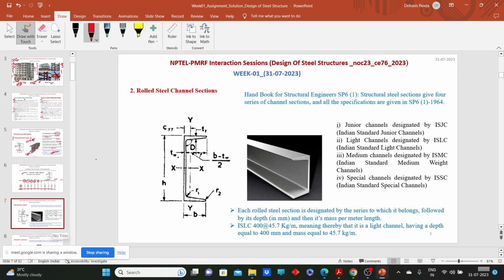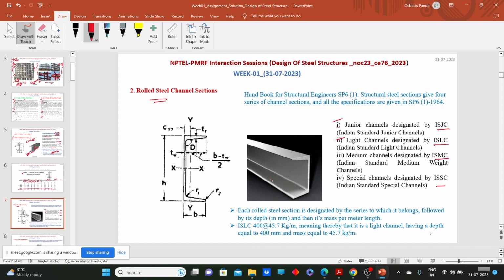Now, beam sections are generally used for making beams, columns, etc. Now we have the channel section, the rolled steel channel section. Why do we call these sections rolled sections? Because these are made by melting the steel and pouring it into a formwork, and we make the structure. As per our handbook, we have 4 series of channel section: Indian Standard Junior channel section, Lightweight channel section, Medium weight, and Standard weight.